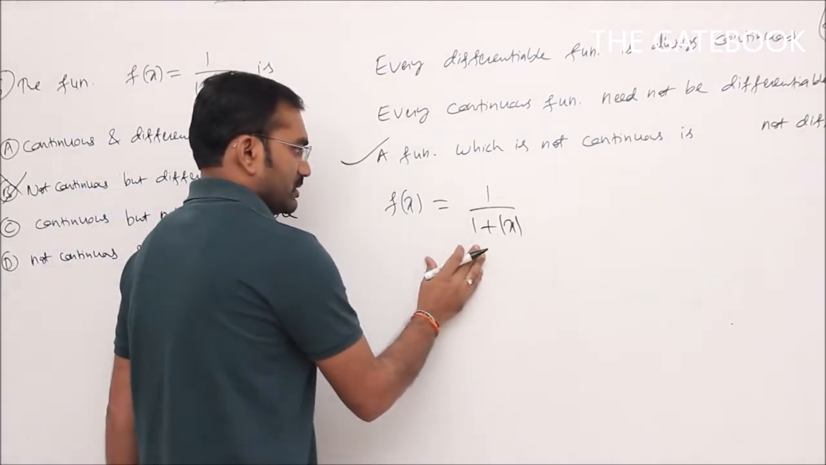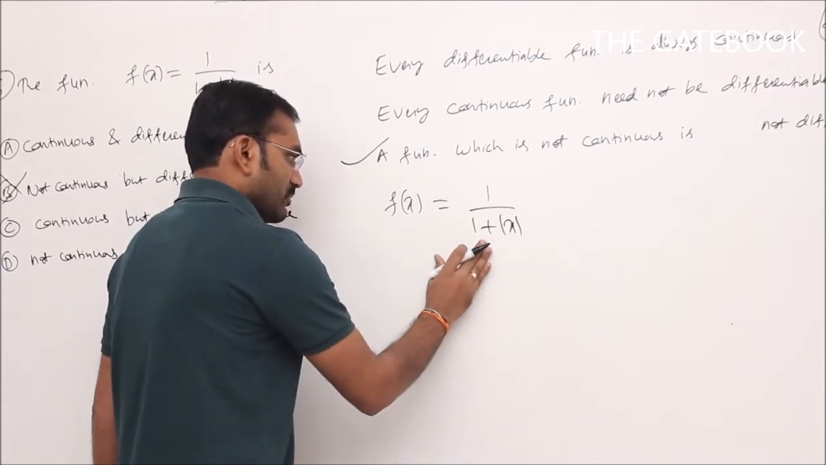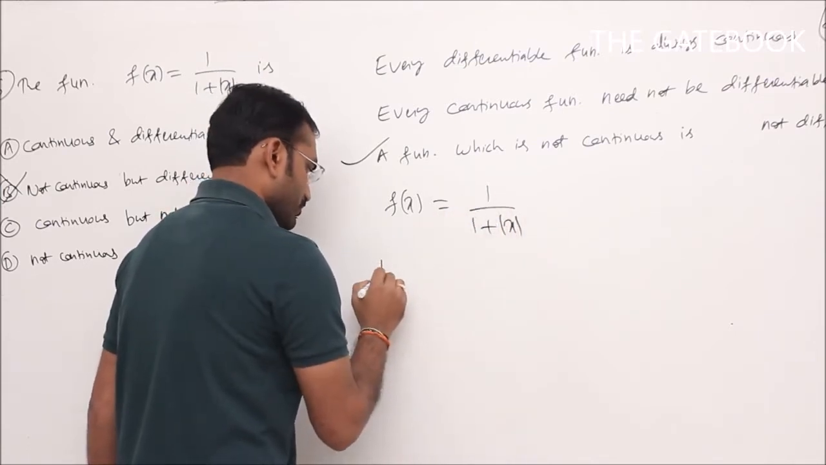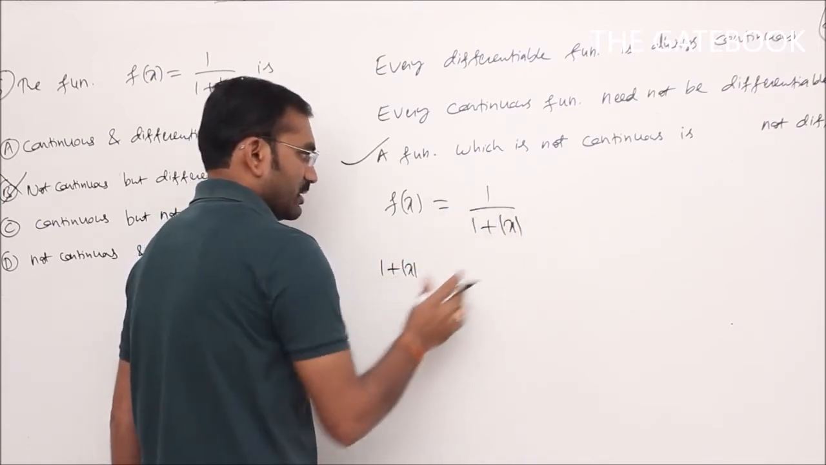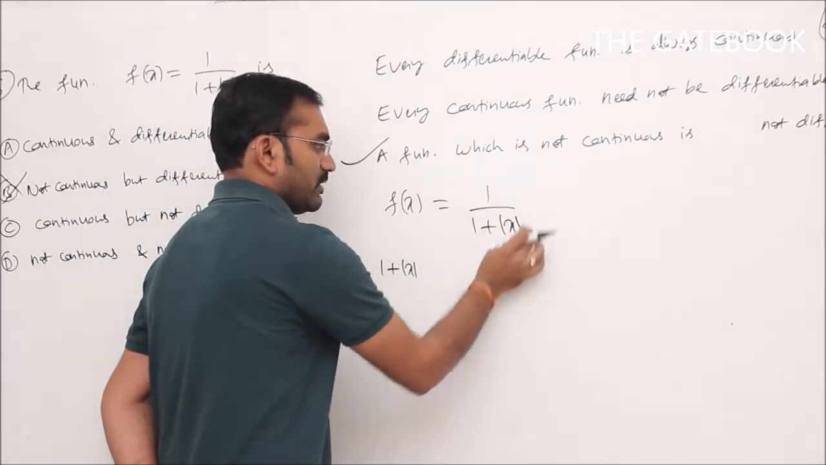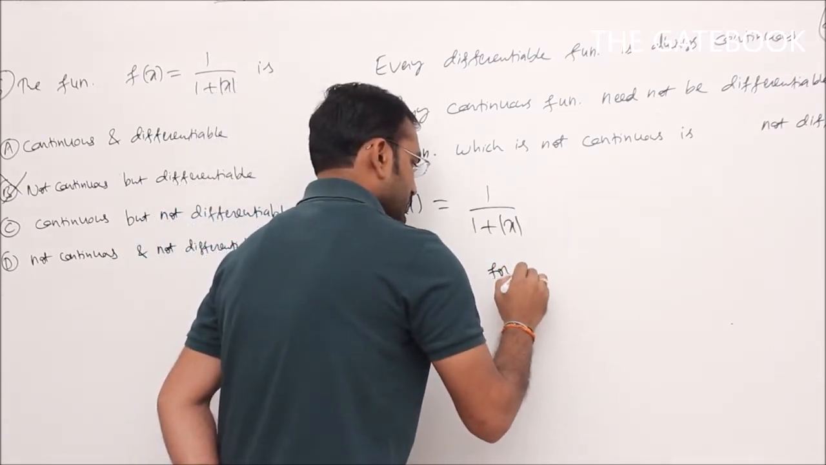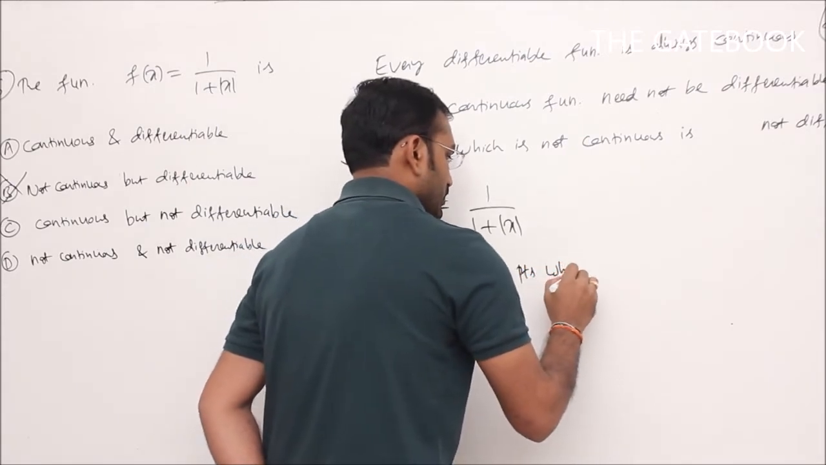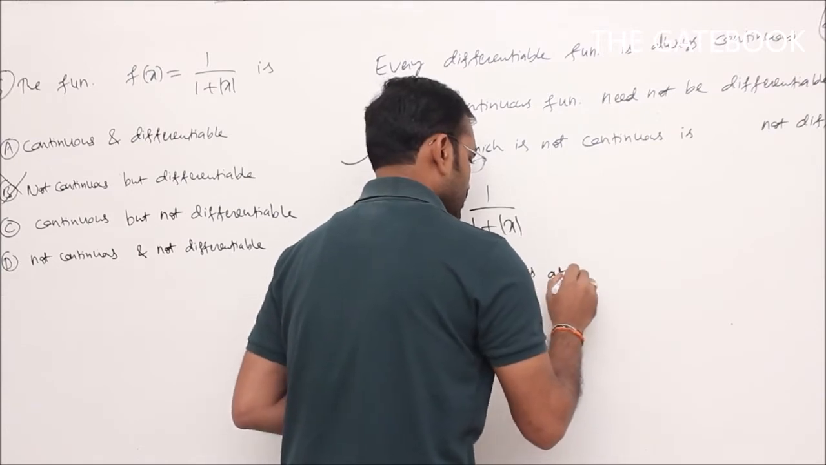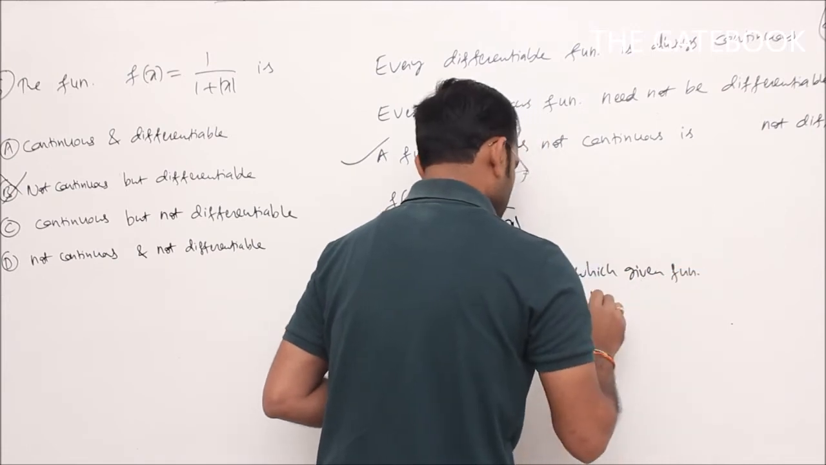To check the continuity here, the given function is a rational function. Whenever a rational function is given, to find points at which the given function is not continuous, equate the denominator to 0.